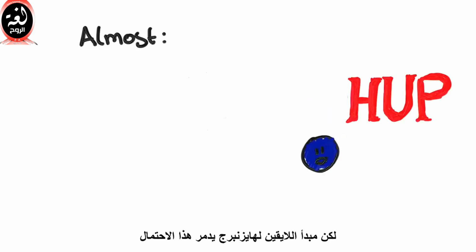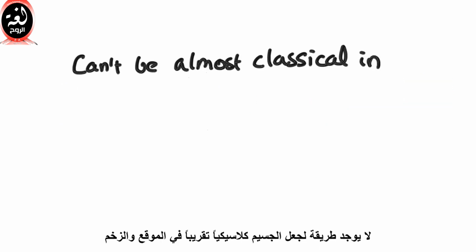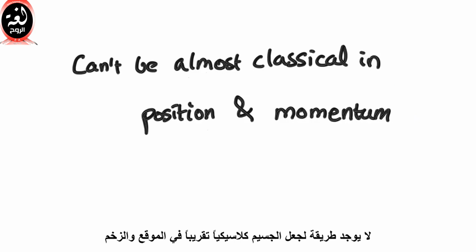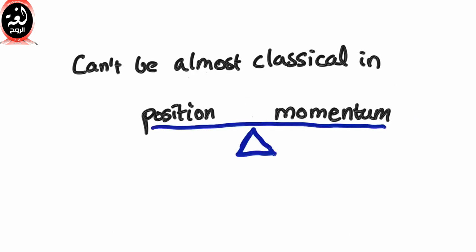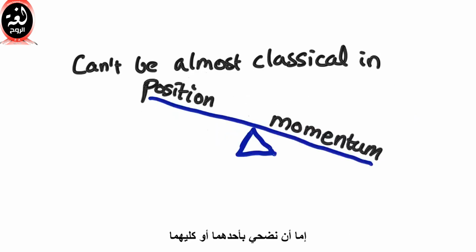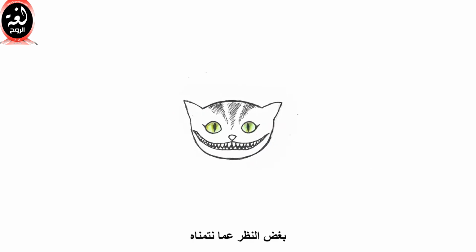But the Heisenberg Uncertainty Principle destroys that possibility. There is no way to make a particle almost classical in position and almost classical in momentum. One or both have to give. The world is quantum, not classical, no matter what we wish.